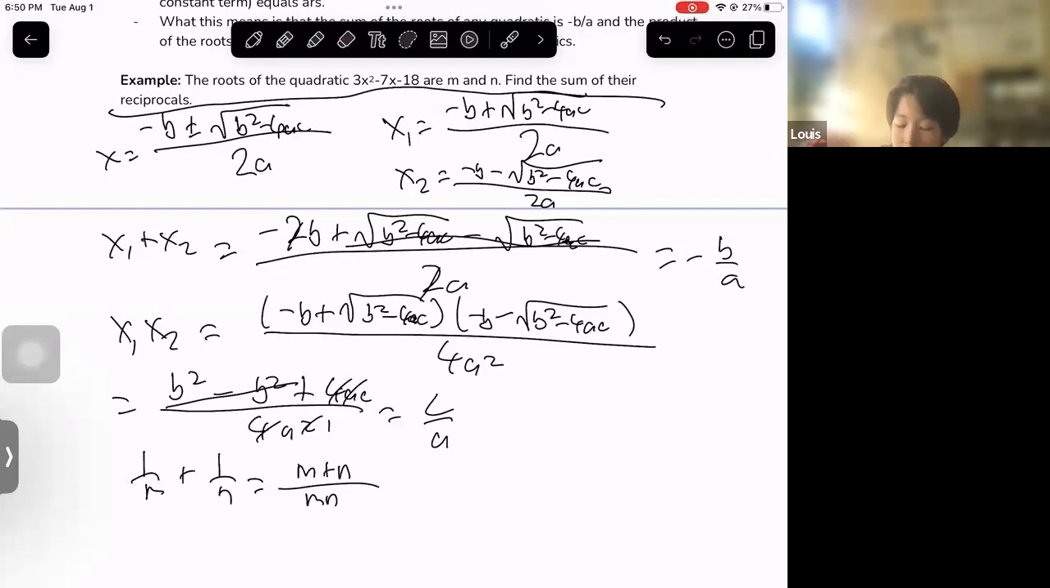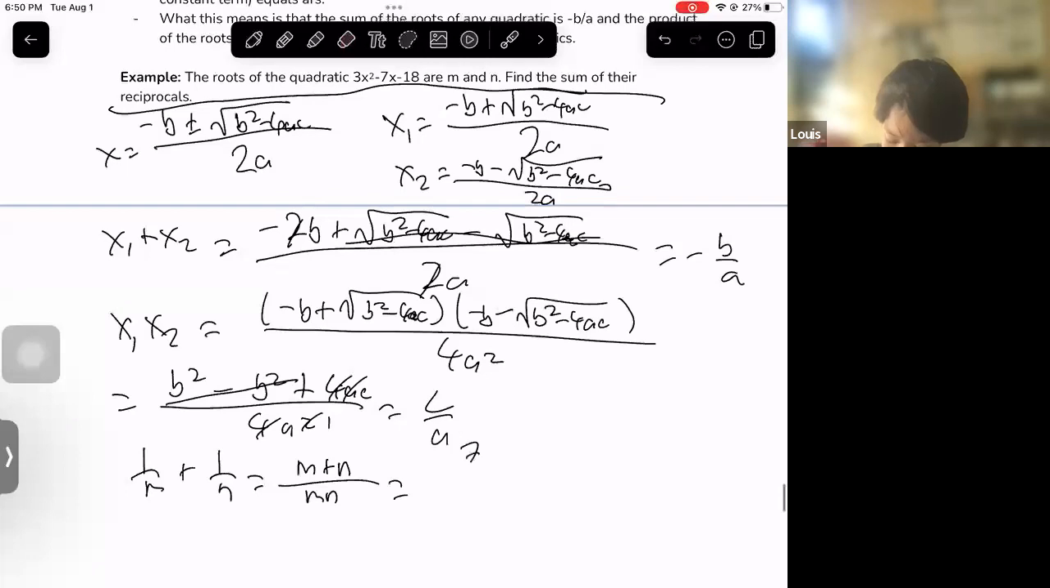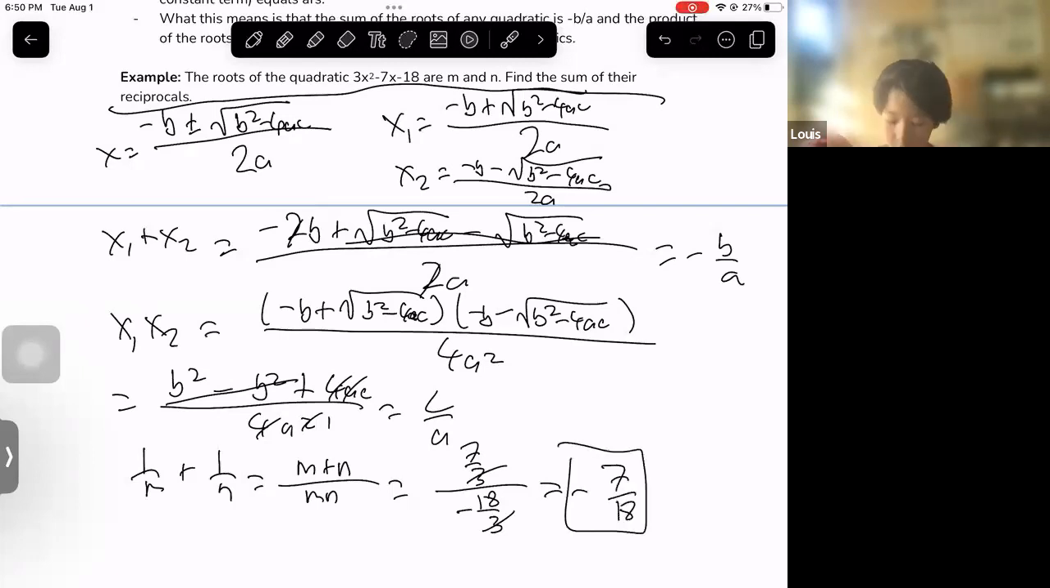Note that m plus n is the sum of the roots and mn is the product of the roots. So we can just use Vieta's formula, which gives us that the sum is just negative of negative 7 over 3, which is 7 over 3, over negative 18 over 3. Canceling these two, we have that it equals negative 7 over 18. Questions?